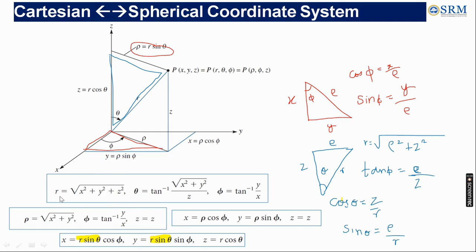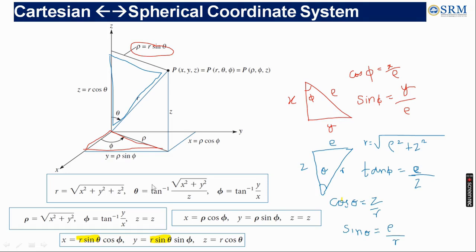So we have to see the relation. Take this right angle triangle and apply the Pythagoras theorem to find the r value. It is going to be the square root of rho square plus z square, where rho we already know is the root of x square plus y square. So substituting the value of rho, we get r equal to the root of x square plus y square plus z square.